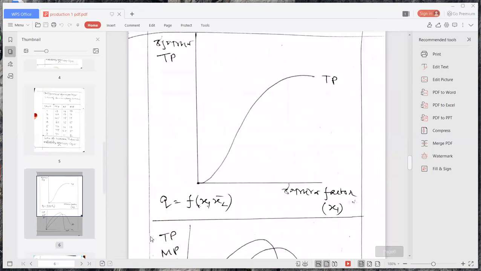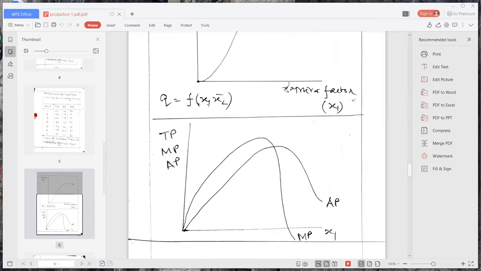Here is the TP curve. It starts from the origin, increases at an increasing rate, then at a constant rate, then increases at a decreasing rate, then reaches the maximum, then falls. The TP follows the law of variable proportions.